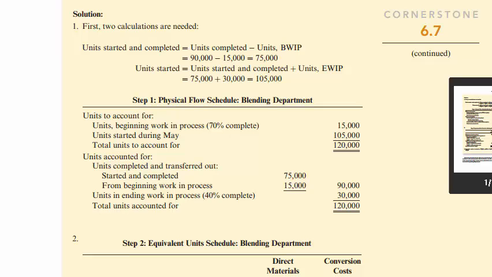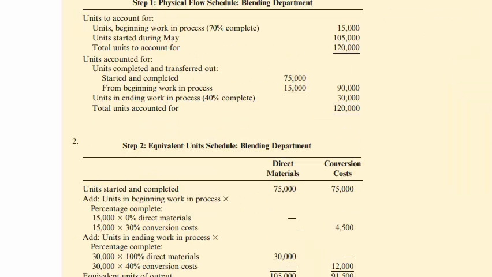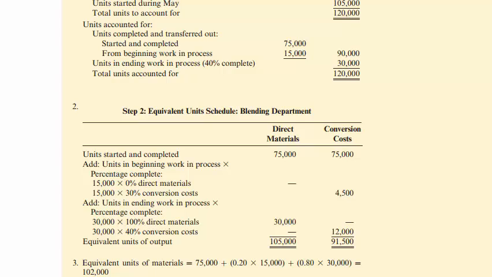Okay, let me slide down now. I'll slide a little bit more. Okay, so step 2, we've got to determine the equivalent unit schedule for this particular department, the blending department. So what we do is we list our columns by how we cost the data, one for direct materials and one for conversion cost. We know that we started off with 75,000 units started and completed. We get it from above, and it started and completed for both direct materials and conversion cost. Remember, this is in terms of equivalent units.